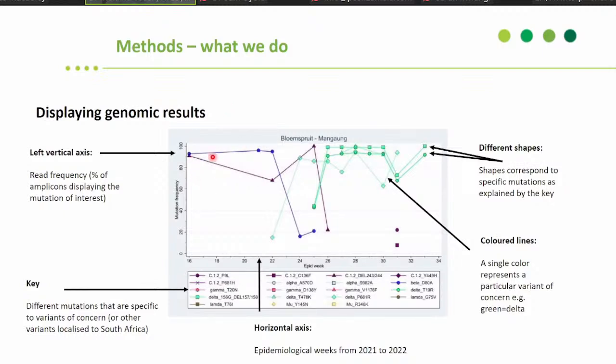So in this graph, the color indicates the variant. The blue is Beta, the green is Delta, and the purple is the C.1.2 lineage. And then the shapes indicate the mutation. We picked up mutations, but we know each mutation is linked to a variant. So in this case, we say this is evidence of the presence of Beta at that time. And here it's evidence of the presence of Delta at that time.